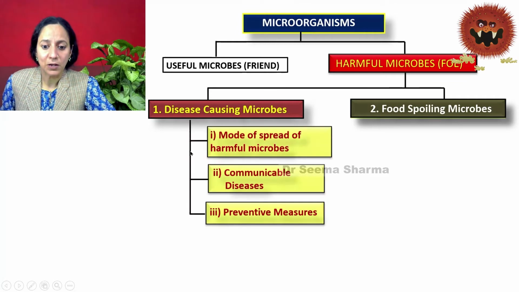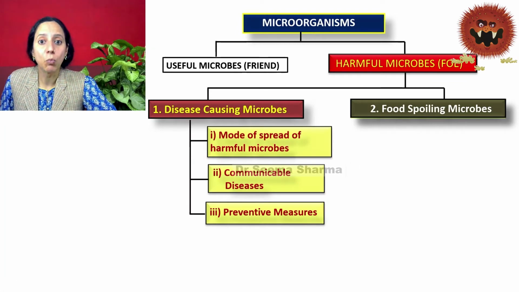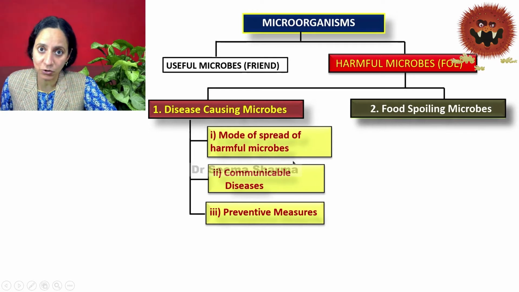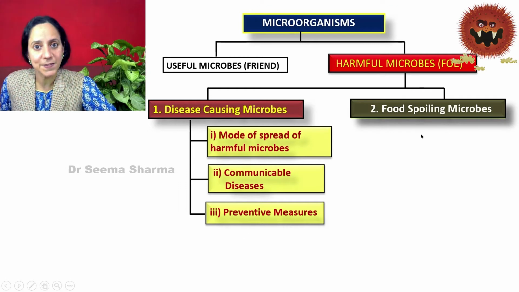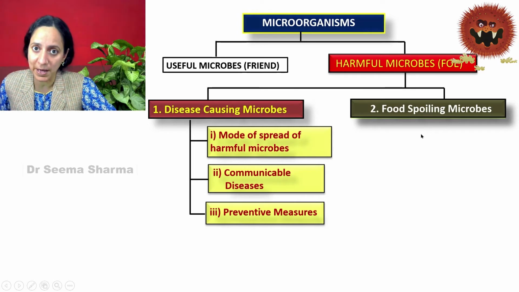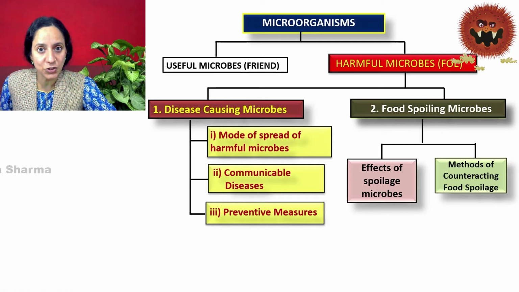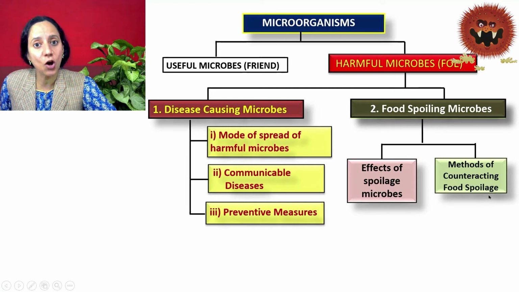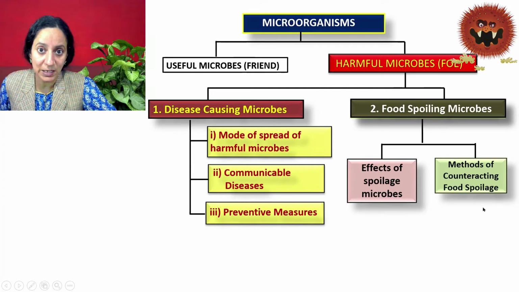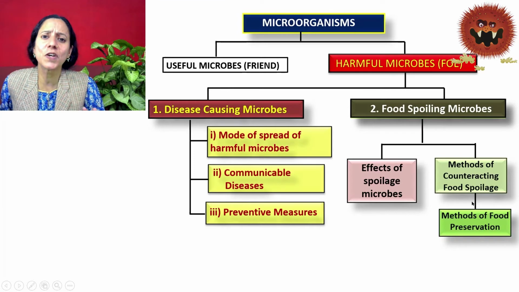Under disease-causing microbes, we have to learn about the mode of spread of harmful microbes, communicable diseases, and preventive measures of communicable diseases. And in the second part, which is about food-spoiling microbes, we have to learn about the effects of spoilage microbes on various fruits and other food items, and methods of counteracting food spoilage with the help of certain specific methods of food preservation. So this is the outline of the content of this video.